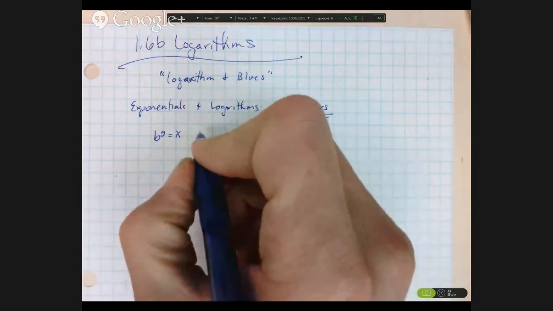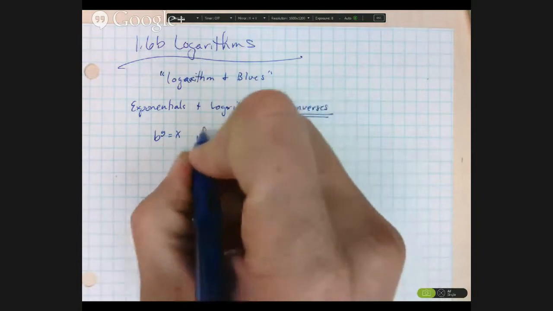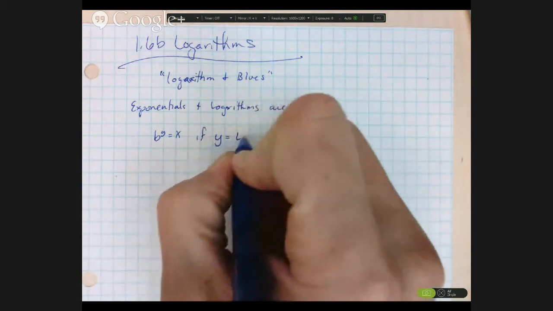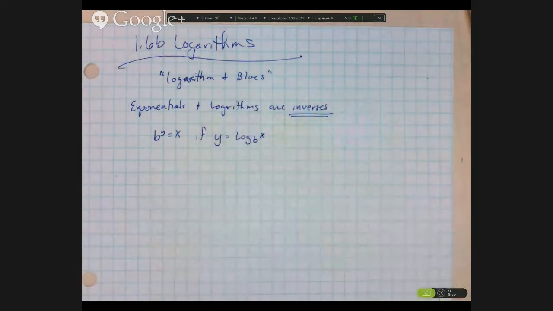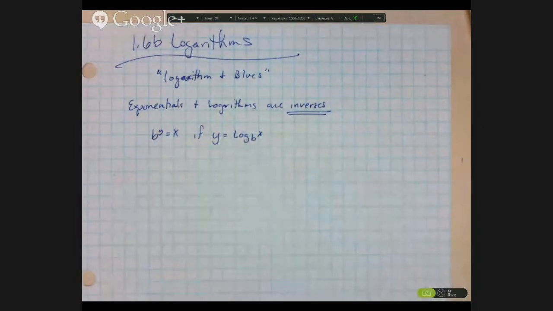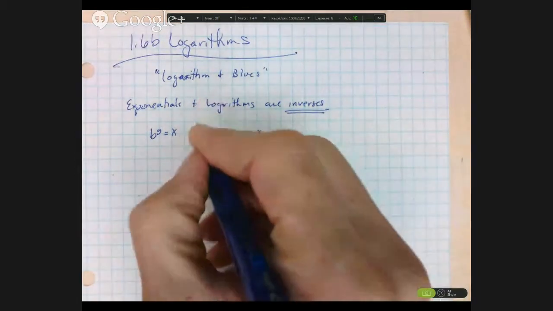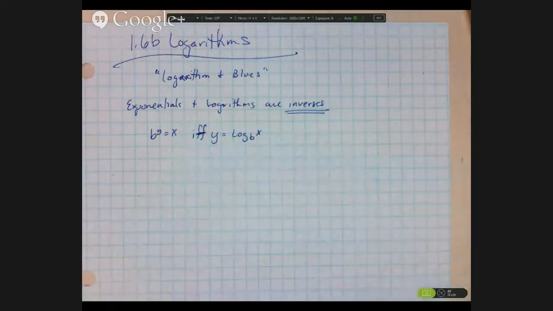Greger's room. b to the y equals x if y equals log base b of x. Okay, this is subscript, superscript. So you can see how those are related. And it does go both ways, so if we wanted to, we could write it like that, if and only if. Okay.